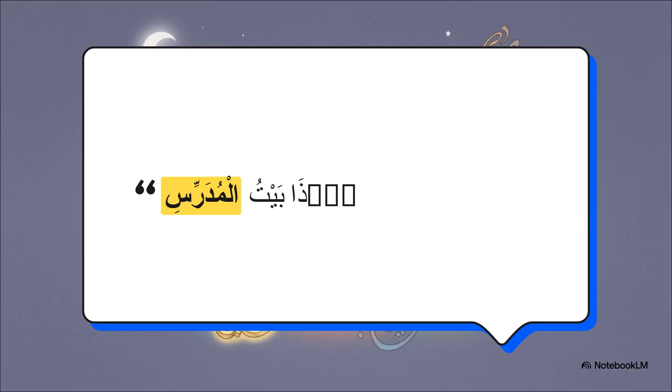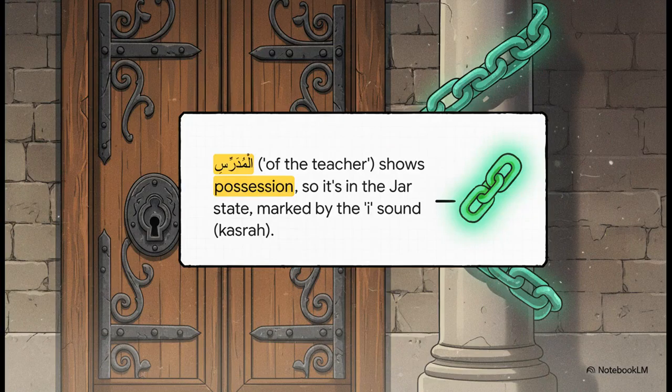And for our final state, let's look at this sentence. هذا بيت المدرس. This is the house of the teacher. So whose house is it? It's the teacher's house. That's a classic possessive relationship. And that tells us that the teacher must be in the Jarr state. And the ending confirms it, with that nice clear kasra giving it the I sound, al-mudarrisi.